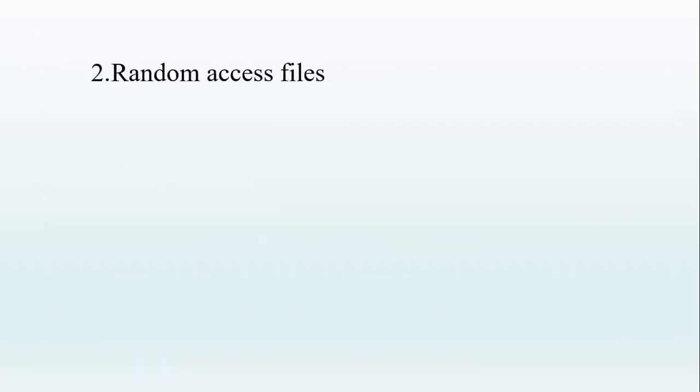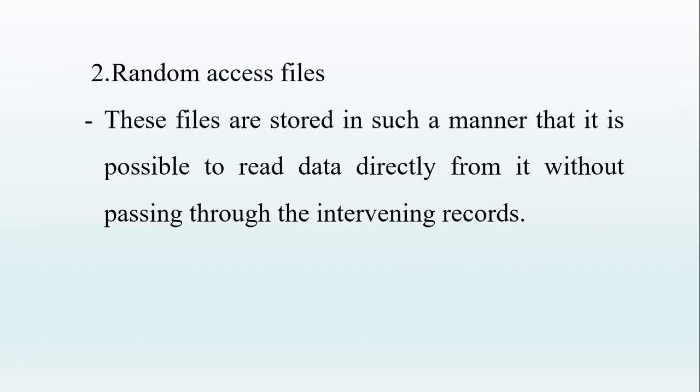Number two are the random access files. These are files which are stored in such a manner that its content can be read directly without passing through the intervening records.